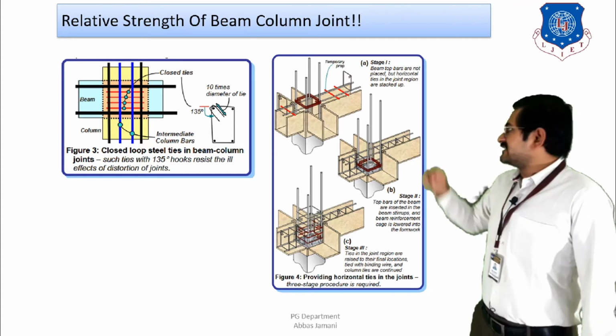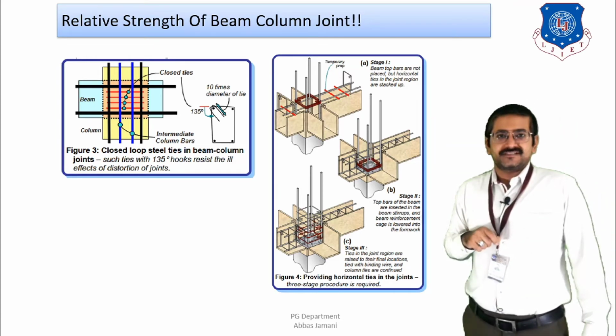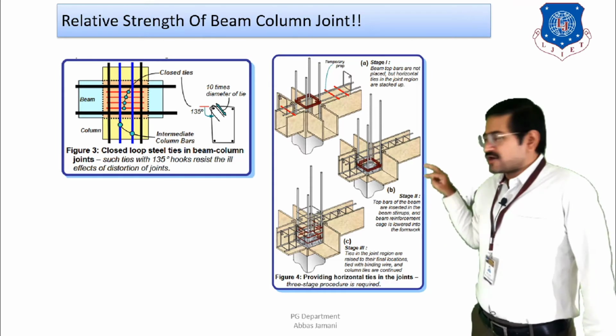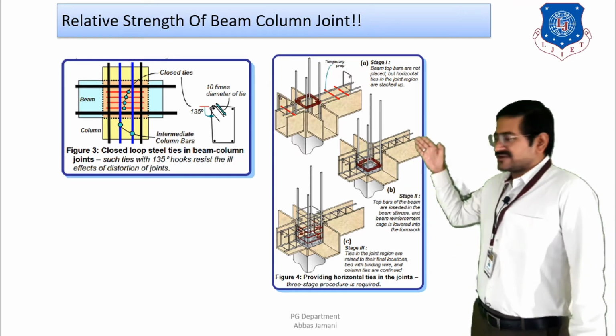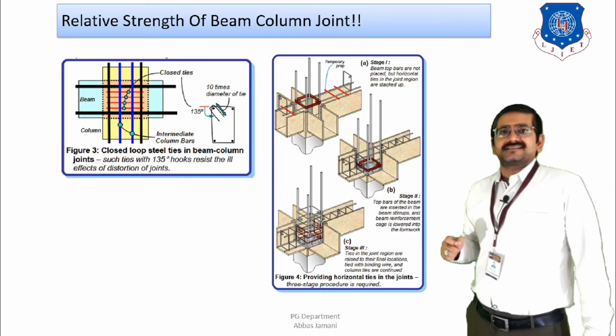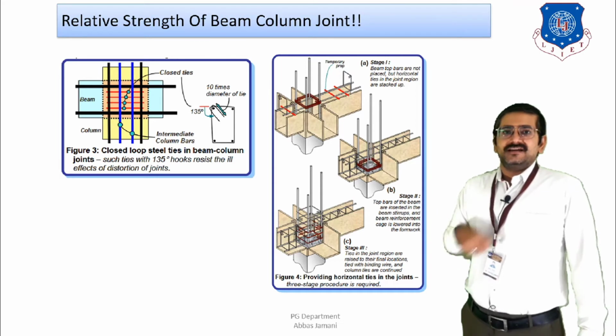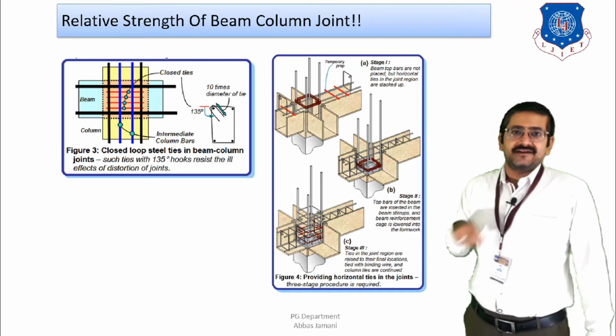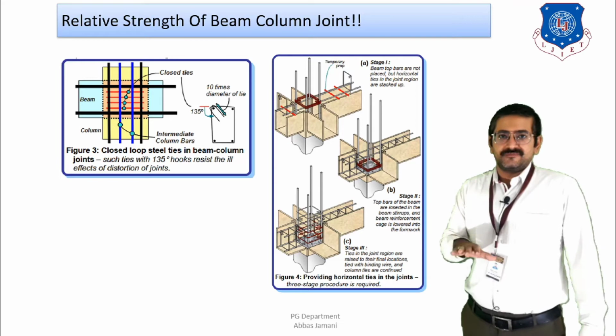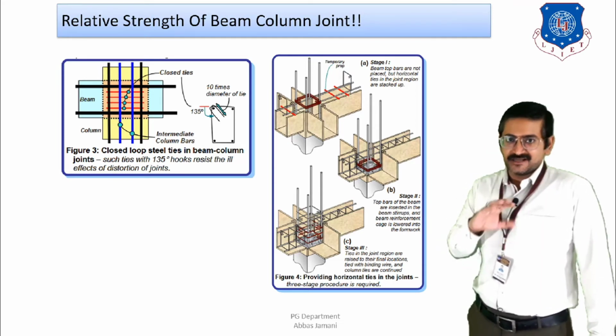So if I talk about the first stage, what is to be done is that the bottom bars of the beams are to be placed, as you can see in the figure. Once the bottom bars are placed, then the transverse loop or the special confining rings that we are going to provide should be stacked over the bottom bars. That is the first stage.